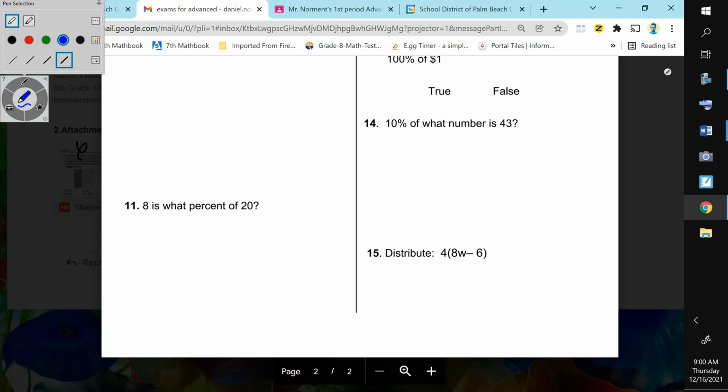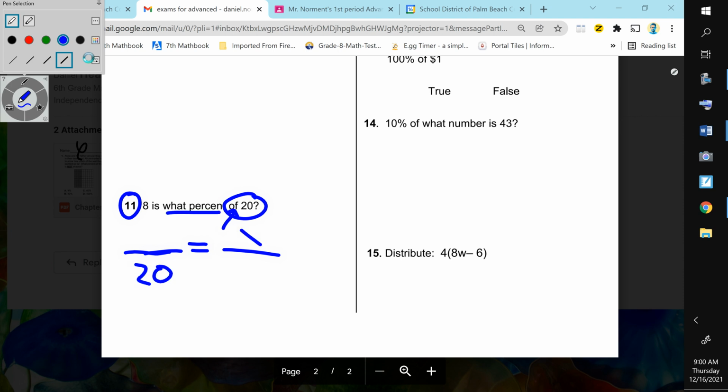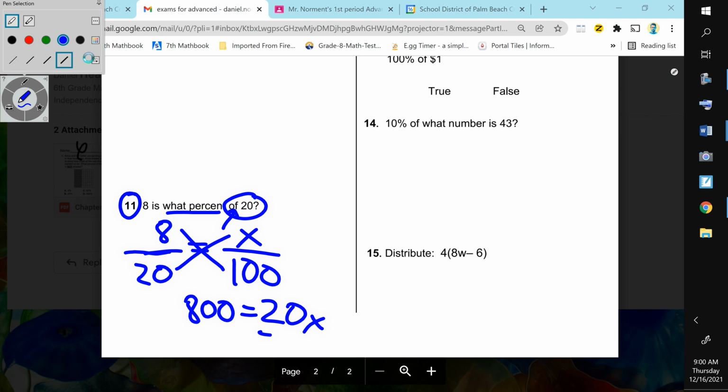Number 11. So you need to set up a percent proportion, okay? 18 is what percent of 20? There's my "of" right there. I don't know the percent. I'm going to put 100 there, which means 18 goes there. And then you've got to cross multiply 20 times x. And then you're going to need to divide both sides by 20.